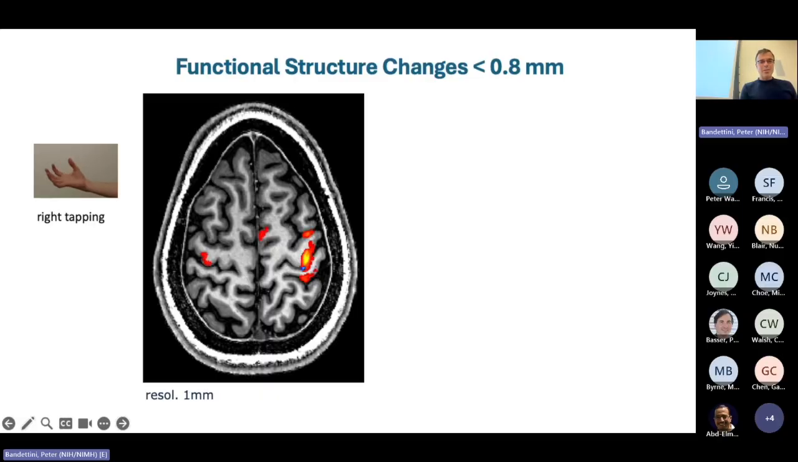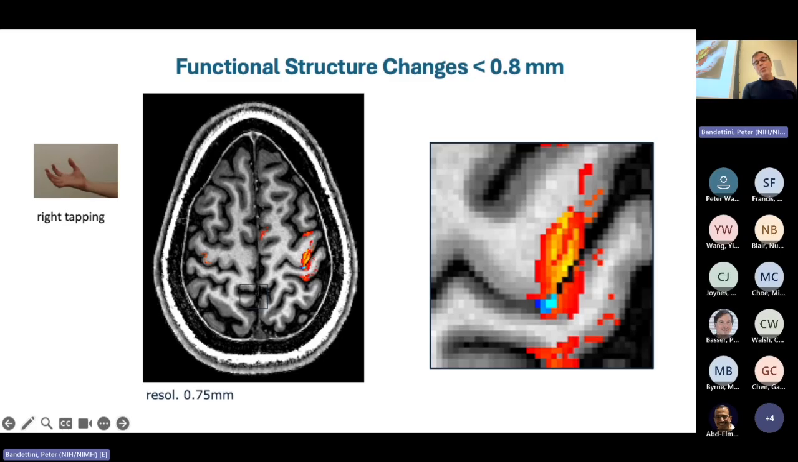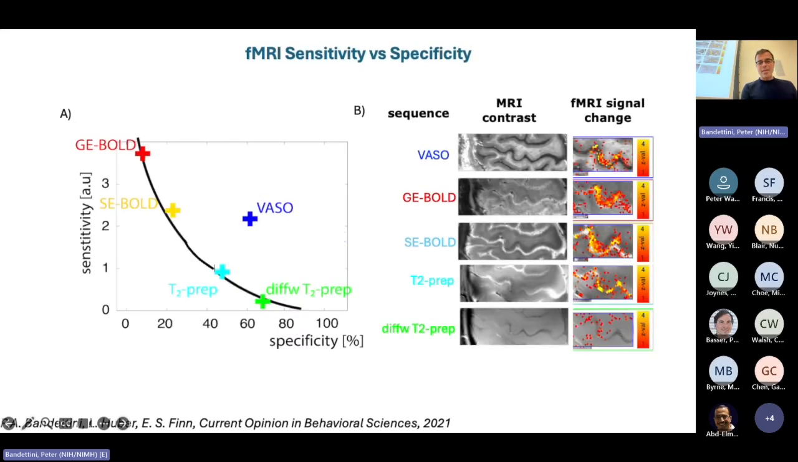This is 2 millimeters. This is 1 millimeter, 0.75 millimeters. And if you blow that up, you start to see a structure, a change in the structure of the activation. It goes from blobby to these two lines that show layer activation with finger tapping. And it turns out that VASO, I'm not going to go into this, is very sensitive. It kind of jumps out of the sensitivity curve in terms of sensitivity versus specificity. And so that's why we use VASO a lot for looking at layer activation.